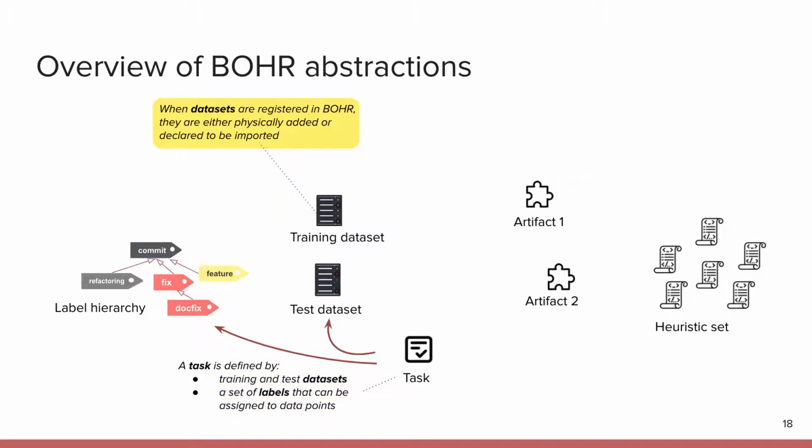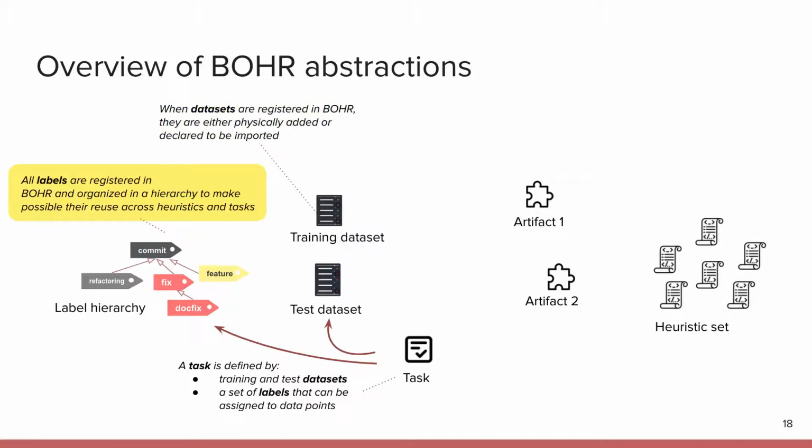For their task, a researcher can use a dataset already registered in BOHR or add one. A dataset can be physically added to BOHR or can be declared as imported, for example from Zenodo. Labels that are used for the task have to be registered or have to be selected from those already registered in BOHR, so that they can be reused across tasks and heuristics.